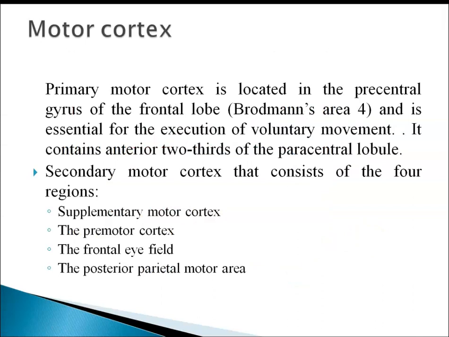Motor cortex. The primary motor cortex is located in the precentral gyrus of the frontal lobe. It is referred to as Brodmann area number 4 and it is responsible for the execution of voluntary movement. It contains the anterior two-thirds of the paracentral lobule. The secondary motor cortex includes four regions: the supplementary motor cortex, premotor cortex, frontal eye field and posterior parietal motor area.